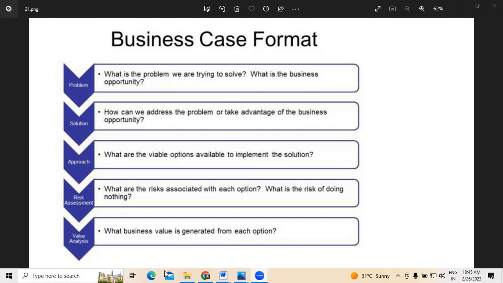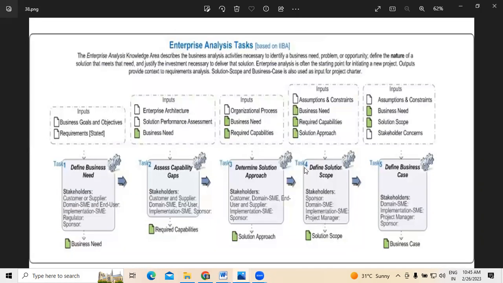So these points we have to consider when preparing a business case by the business analyst team under enterprise analysis. If you want to define the business case, whatever study and points I have mentioned so far, need, capability gaps, determining the solution approach, scope, all these things have to be studied here. This is what we call enterprise analysis. Clear? So this knowledge area was done so far.